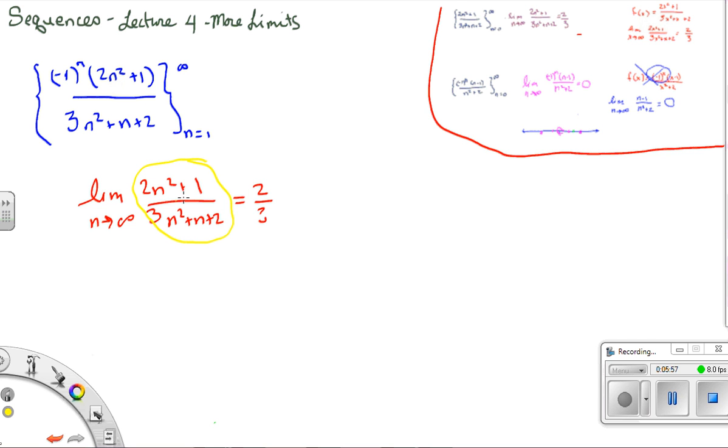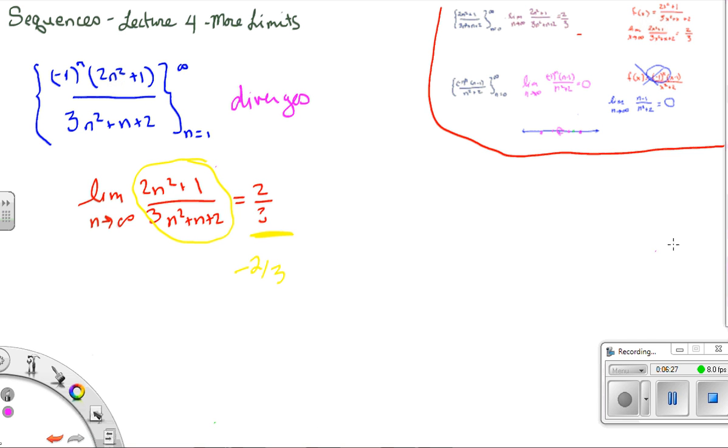So if I start alternating the signs, what's going to happen? The positive ones are going to get closer to 2/3. The negative ones are going to get closer to -2/3. It's going to bounce back and forth between getting closer to 2/3 and closer to -2/3. So this particular sequence diverges. It's not going to zero in on anything. It's going to bounce back and forth between +2/3 and -2/3.